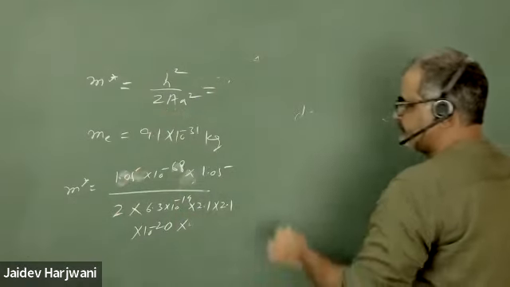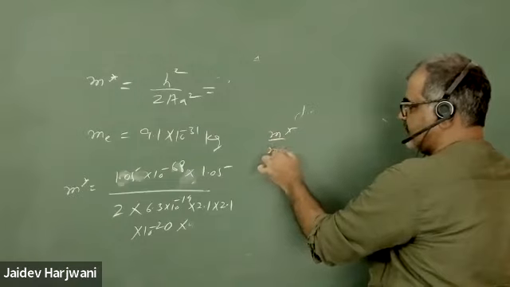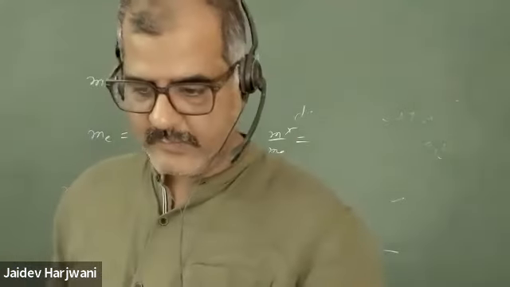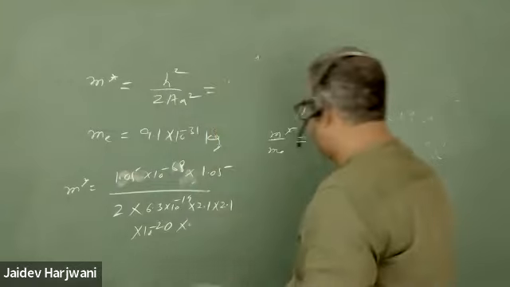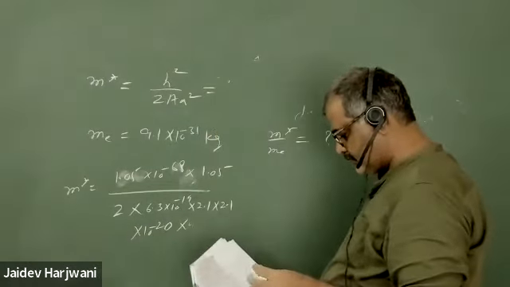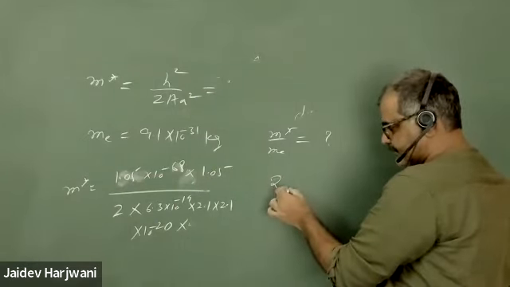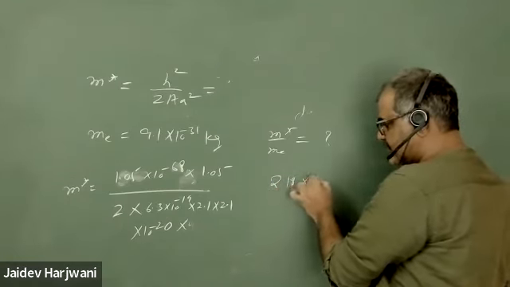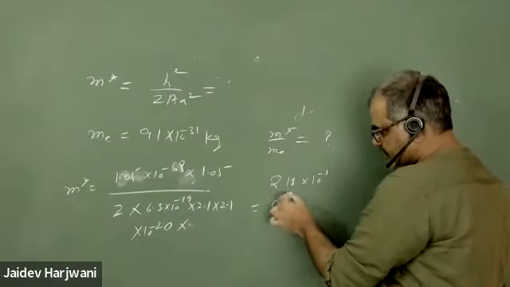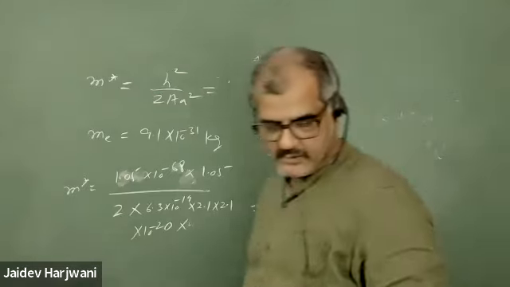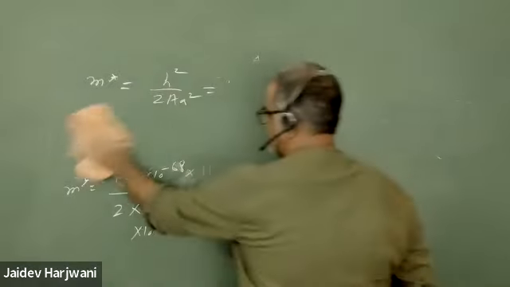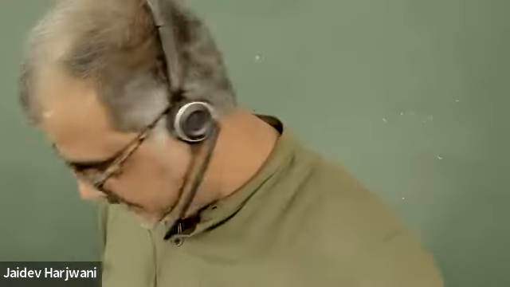What ratio is coming? How much is the ratio of M star versus Me? Or shall I give this as homework? Okay, so this is homework. It comes to about 0.218, approximately 0.22. Yes sir, this is the correct answer. The answer will be around 0.218.